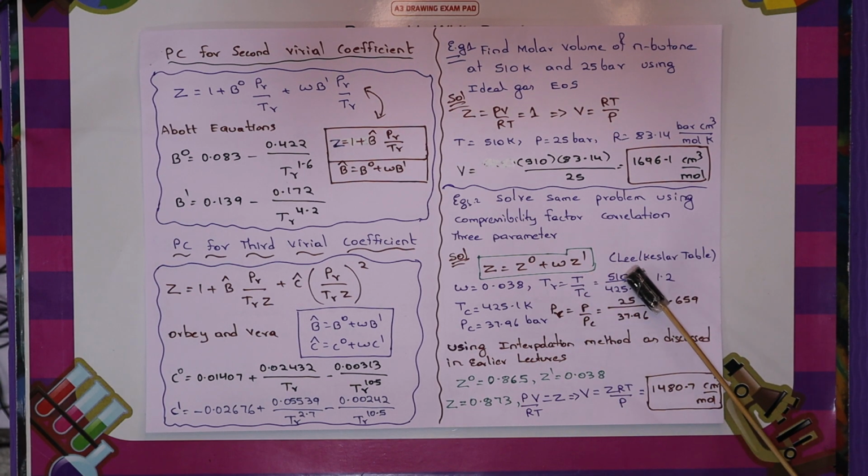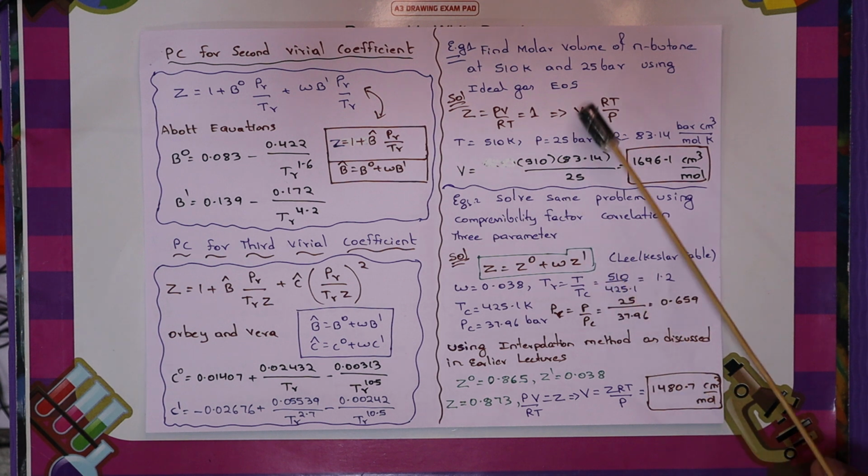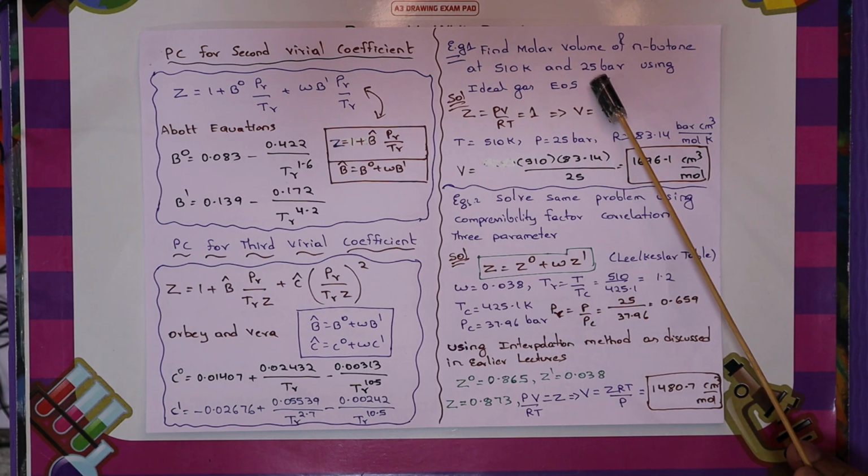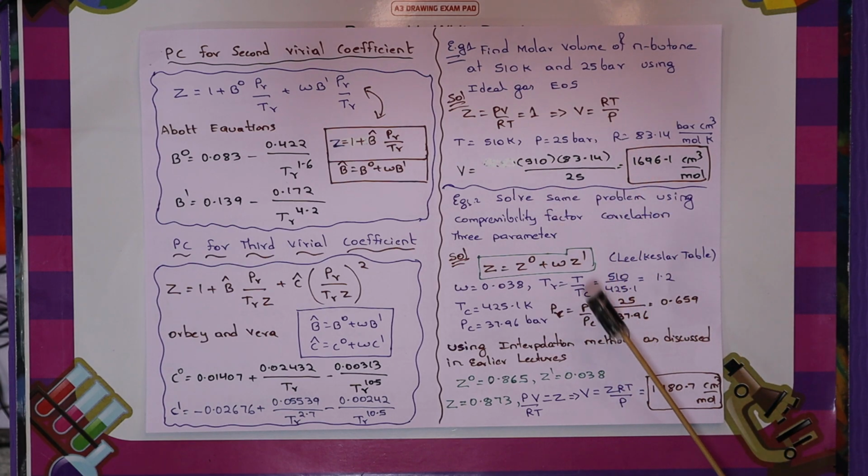Temperature is given as 510 Kelvin, and TC of N-butane is 425.1 Kelvin. So TR is 1.2. Therefore, PR is P by PC. P is given as 25 bar, and PC for N-butane is 37.96 bar. So P by PC is 0.659. So you have to locate the point of Z0 at this TR and PR condition and Z dash at this TR and PR condition. If that is not directly available, using the interpolation method, you have to find out the value of Z0 and Z dash.